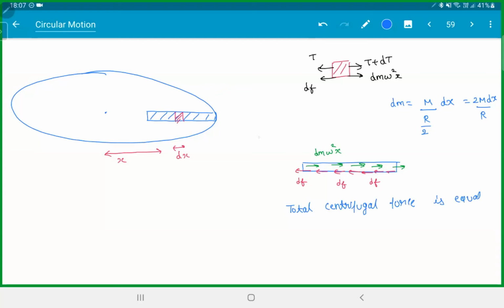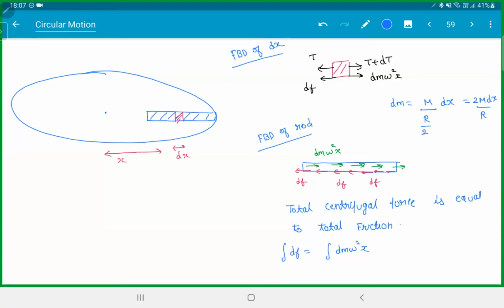If I take the FBD of the full rod, this is the FBD of the dx piece. So integral df will be integral dm omega square x. Please check this.